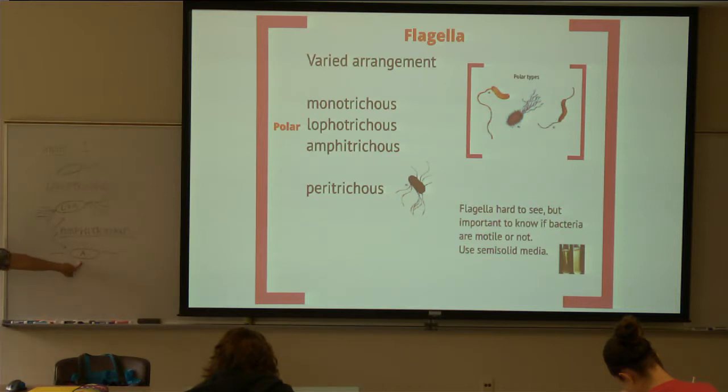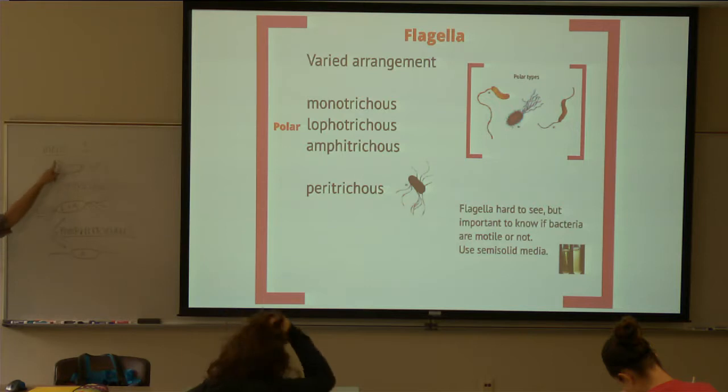This one is simply amphitrichous. You can't call it lophotrichous because there are no bundles. Could you call this one monotrichous? No, because I count two. Mono means there's only one. Yeah, there's one at each end, but 1 plus 1 is 2, so that's not mono, without a doubt.